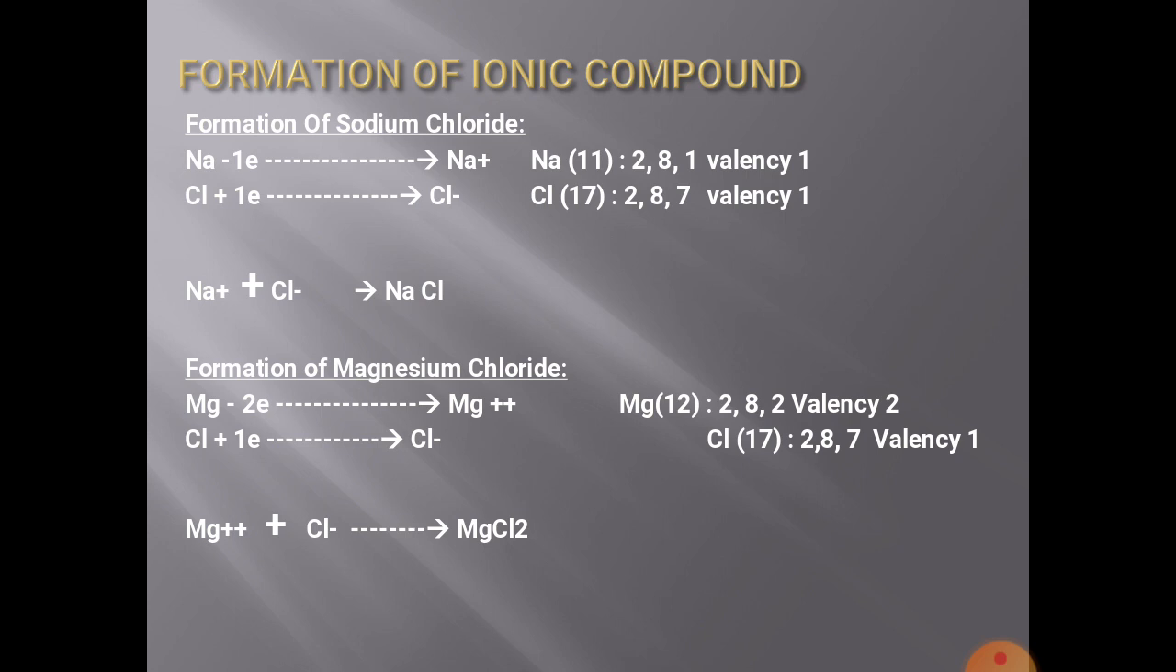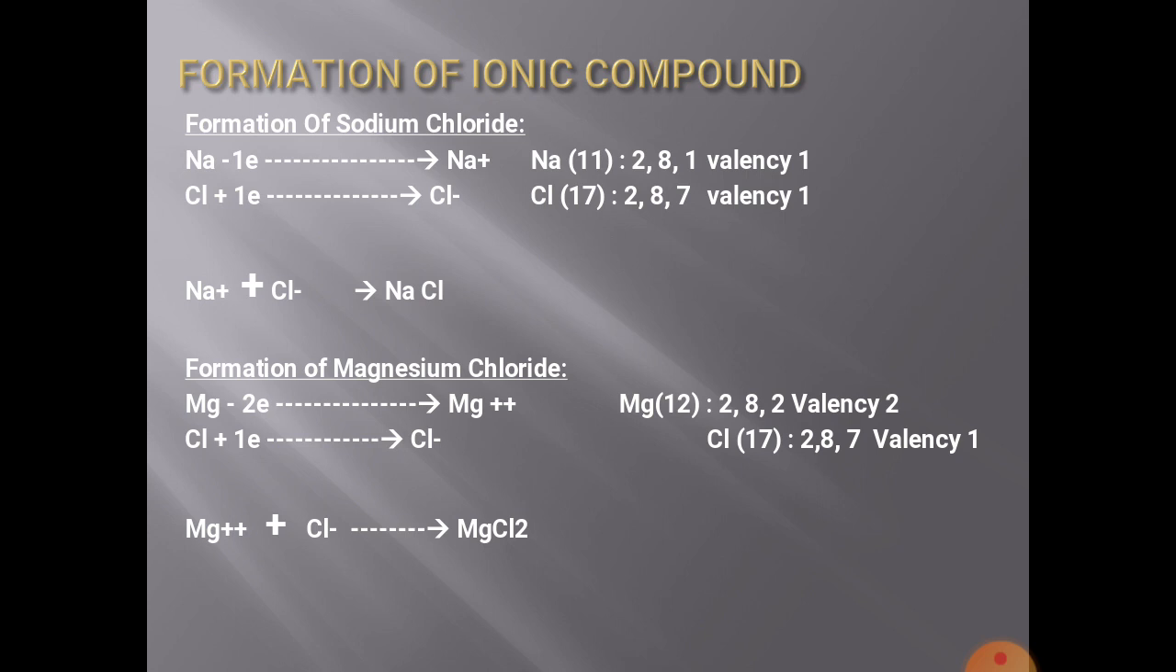The first one is the formation of sodium chloride. As I told you before, sodium's atomic number is 11. Its electronic configuration, if you write, is 2, 8, 1. So it has got a valency of 1. So it loses that one electron to become Na+, an electropositive ion.